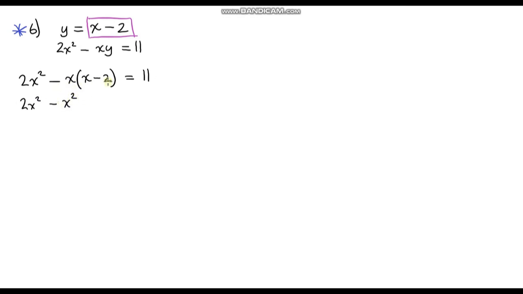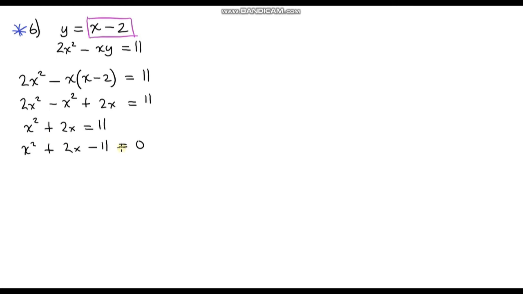And then negative x times negative 2 is positive 2x. And that equals 11. So we can simplify this. 2x squared minus x squared, well, that's just x squared. So we've got x squared plus 2x equals 11. And now if we subtract 11 from both sides, we get x squared plus 2x minus 11 is equal to 0.